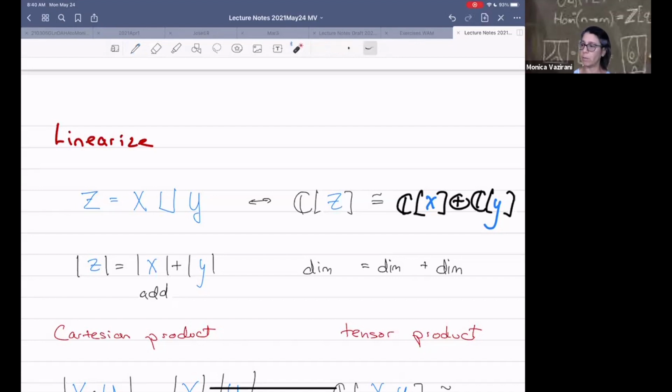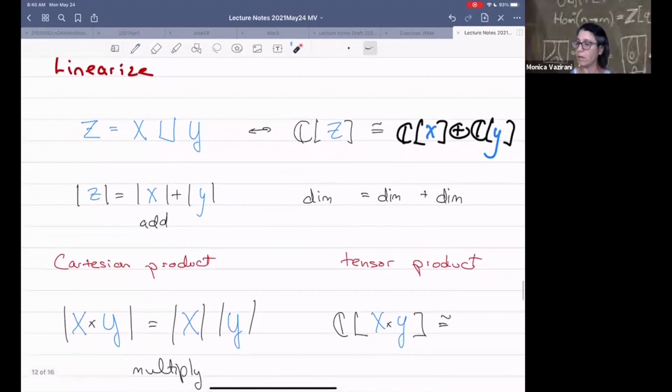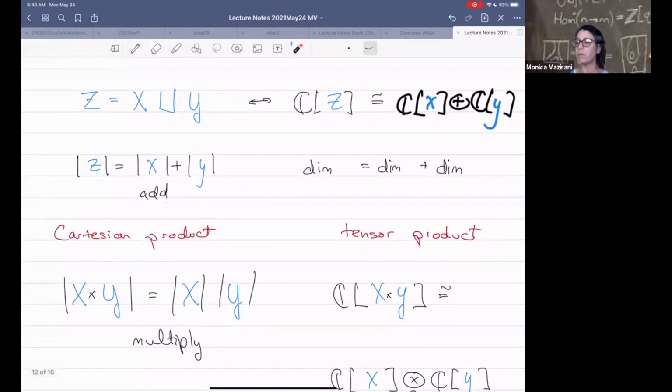Okay, so what about multiplication? Well, what operation do we do that will multiply cardinalities of sets? Cartesian product, right? So if X has size 2 and Y has size 3, and I take X cross Y, now I have something of size 6, not of size 5. Okay, so Cartesian product is on the set level if we want to categorify multiplication.